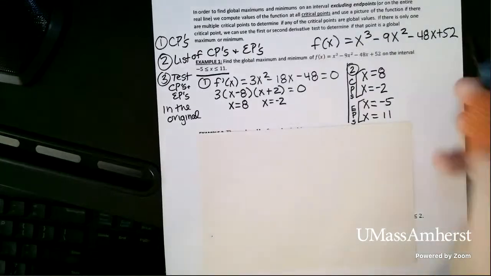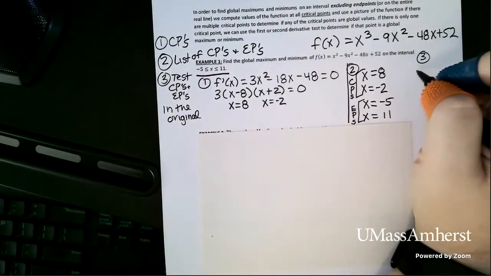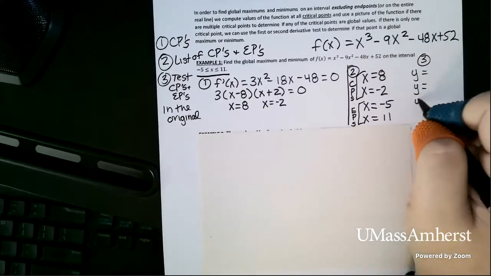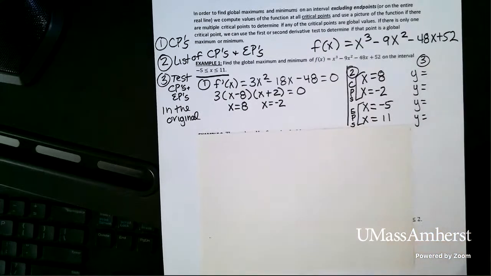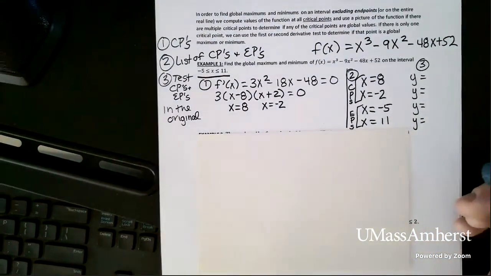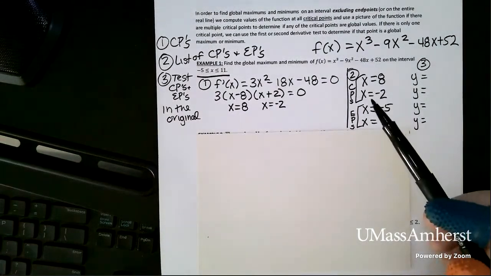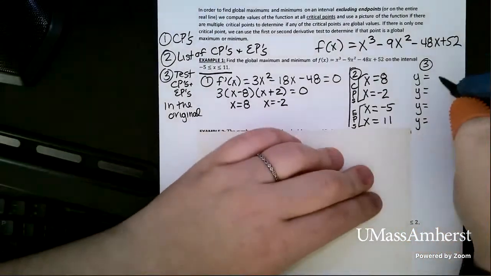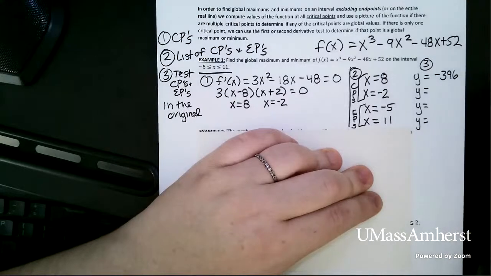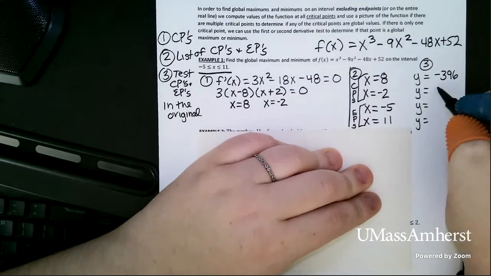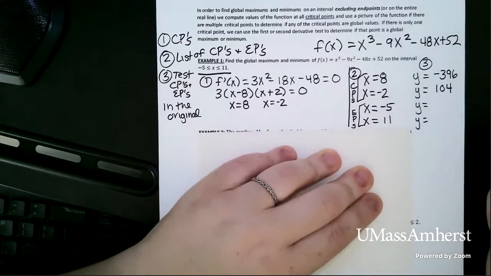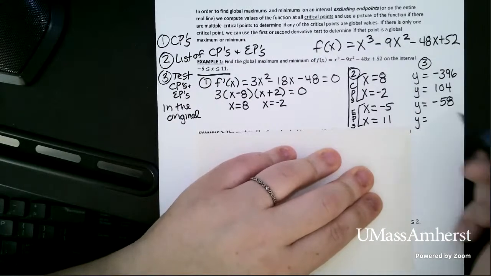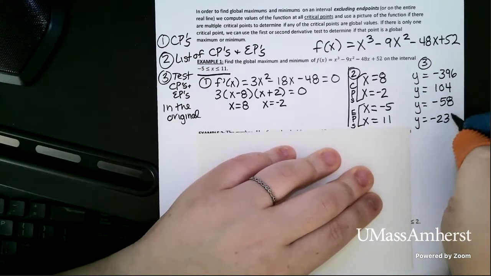Okay, so step 3 now is I need to take each of these points and plug them back into the original so that I can get the corresponding y value, right? I did this on my calculator, so don't feel like you need to do this by hand or anything crazy like that. I mean, you can if you want to, but I just plugged them in. If you plug in x equals 8, I got negative 396. When I plugged in negative 2, I got 104. When I plugged in negative 5, I got negative 58. And when I plugged in 11, I got negative 234.